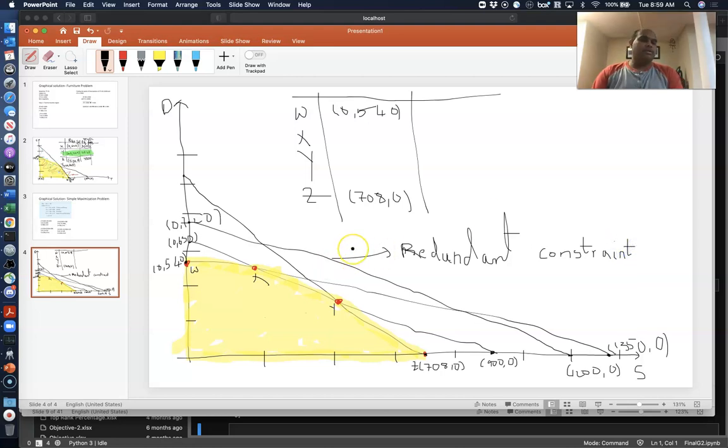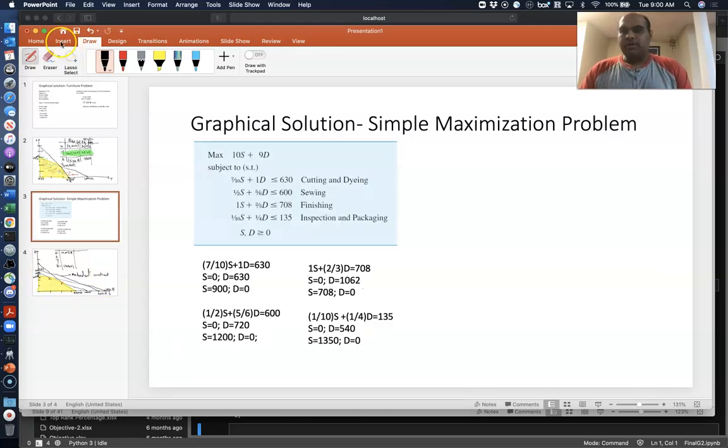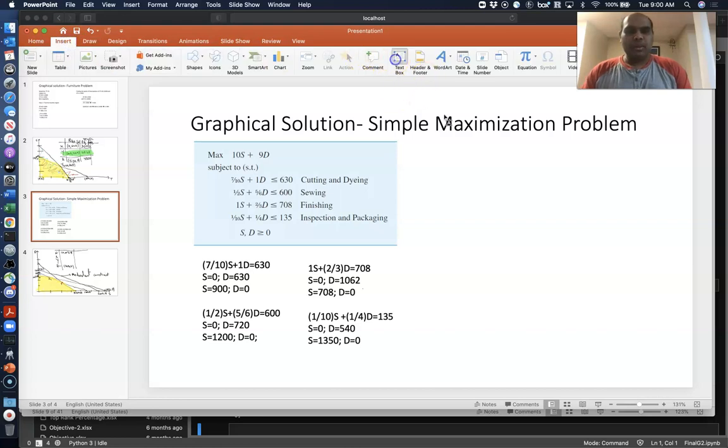So this is a redundant constraint, because whether we have the constraint or not, it doesn't affect the feasible region. Okay, so let's find the points X and Y. I'm going to find the points of intersection. There are going to be 2 here. First, let's find point X.